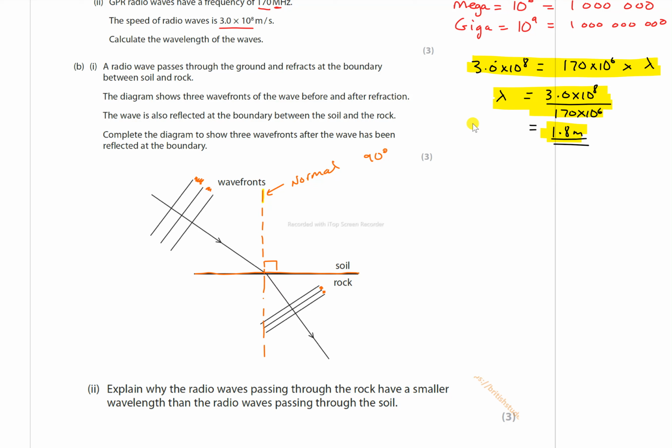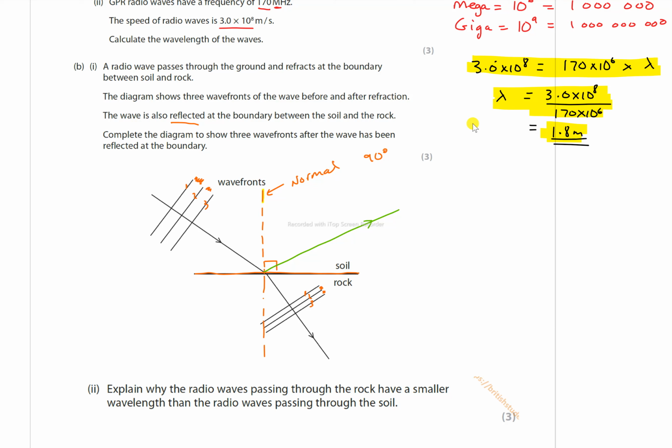Right, what they're saying: the diagram shows 3 wavefronts before and after refraction. So 1 wavefront, 2, 3. 1, 2, 3. The same 3. The wave is also reflected at the boundary. So we're expecting it to bounce, reflect back. Complete the diagram.